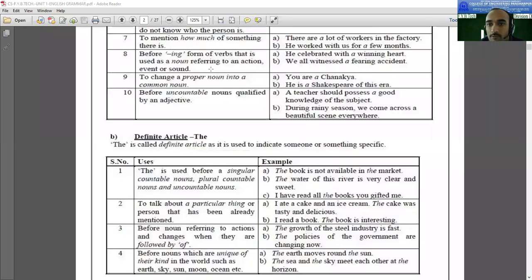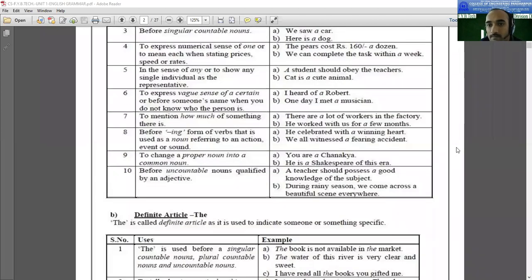Okay, so what did we discuss in the last lecture? In the last lecture, and for the last 3 to 4 lectures, we are discussing articles. We have discussed the articles a, an, and the. These 3 articles we have covered up to this lecture.